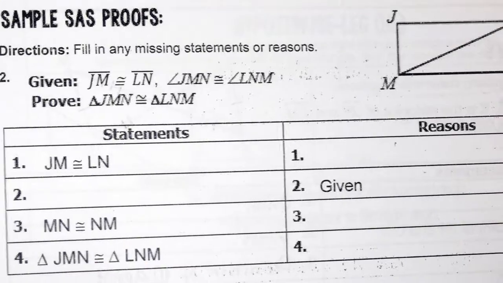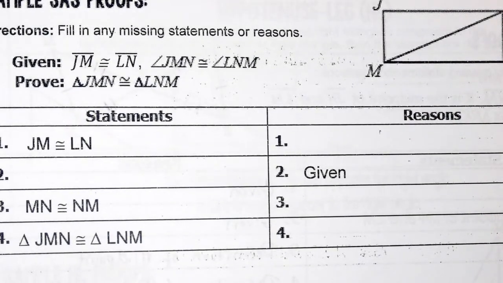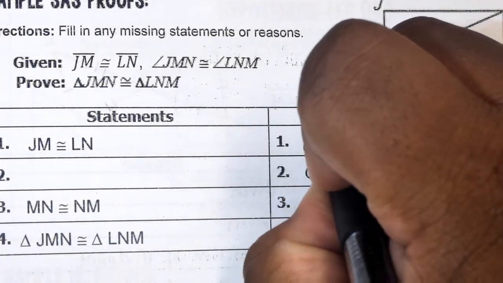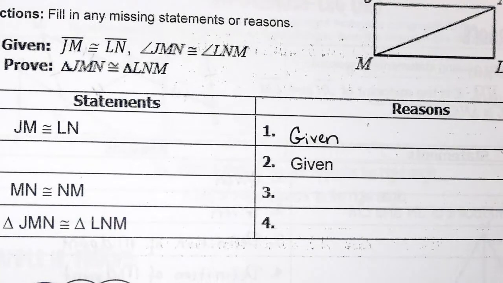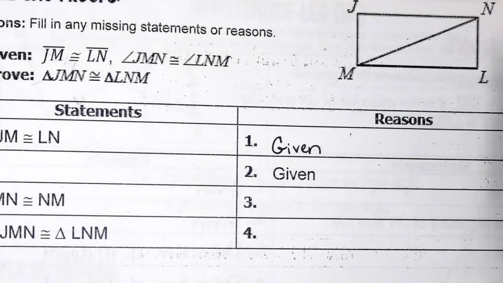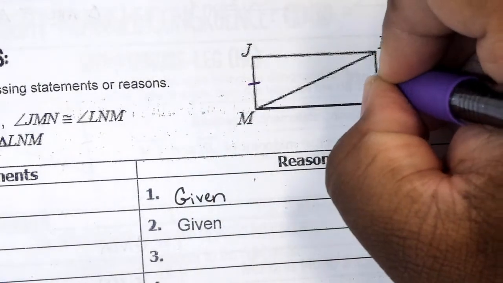Alright. So, starting out the proof, the first statement they give us is JM is congruent to LN. Devin, what reason are you going to put there? Given. And they call those congruent, so we need to mark those. If I ever forget, remind me, because sometimes I forget and I have to go back. JM is congruent to LN.